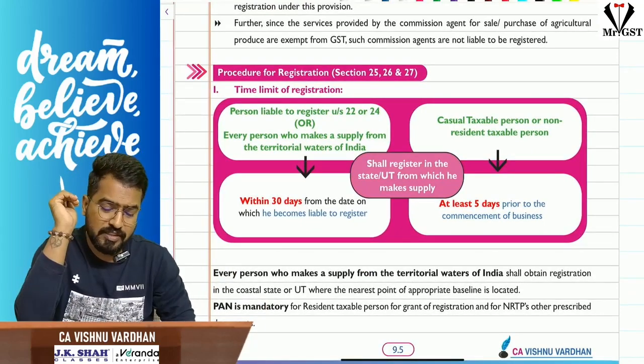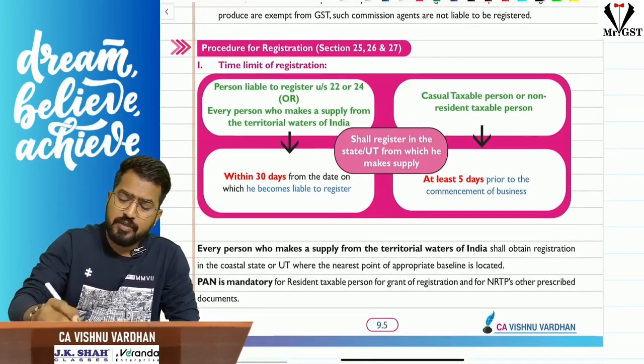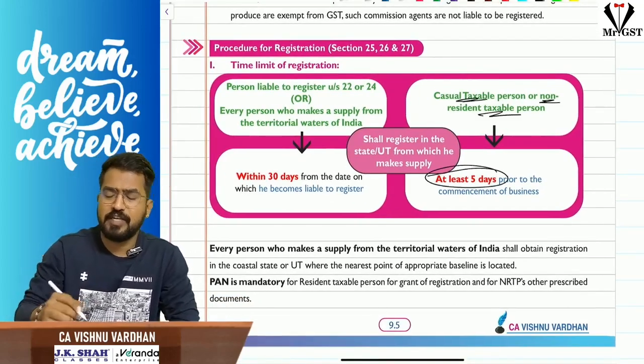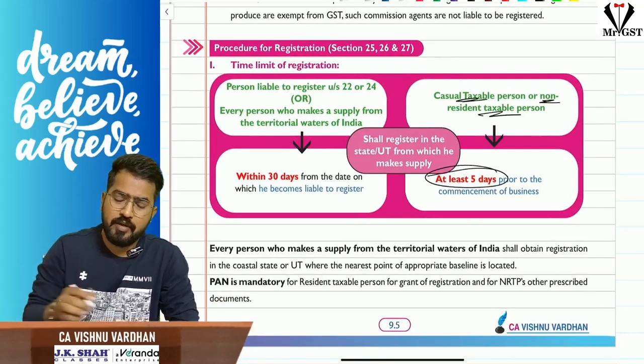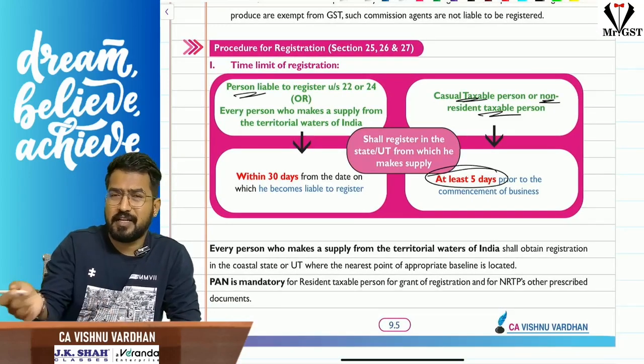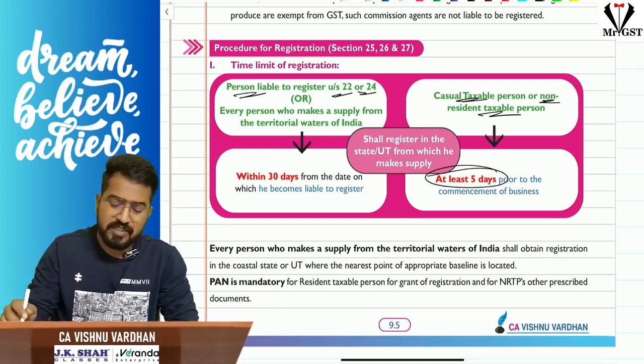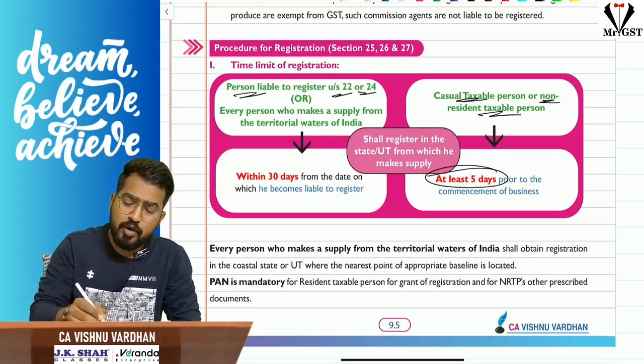Time limit to apply for registration is, if you are a casual taxable person or a non-resident taxable person, you should apply at least 5 days prior to the commencement of business. No, sir, I am any person other than that casual taxable person or non-resident taxable person who is liable under section 22 or section 24, or I am going for voluntary registration, sir.